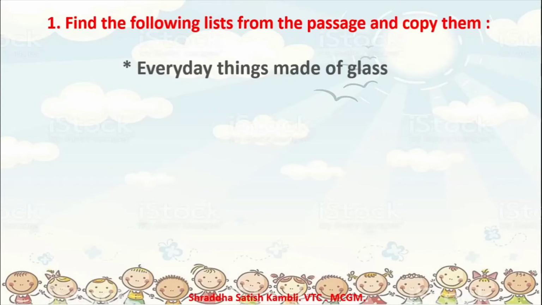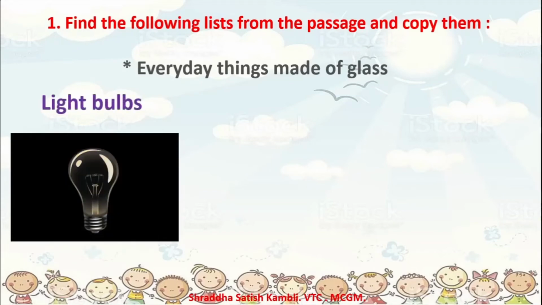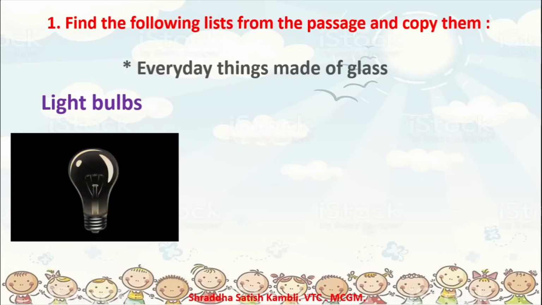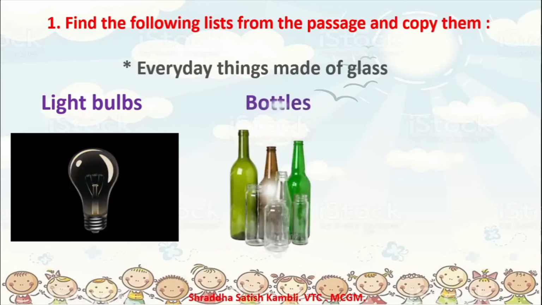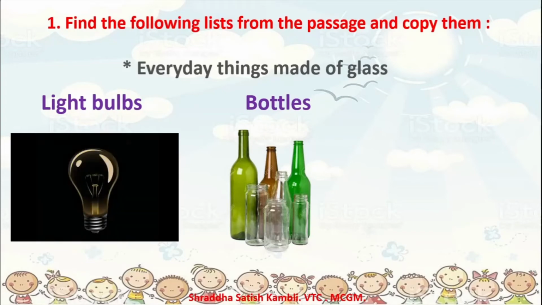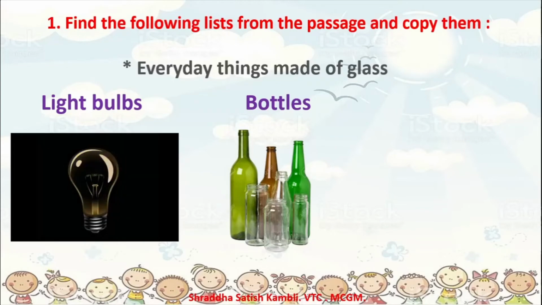Let me give you the names of some articles or things which are made up of glass according to the passage. So we have light bulbs which are made up of glass. Have you seen these kind of light bulbs? Nowadays we have LED bulbs also. Then you have bottles which are made up of glass. These are still commonly in use. When you buy jams, when you buy sauces, you have these kind of bottles which are made up of glass.